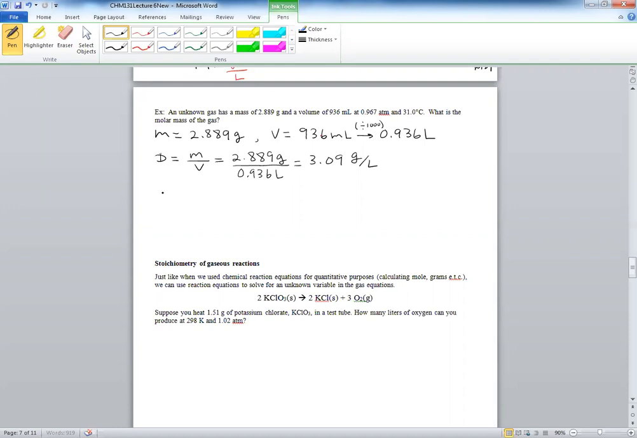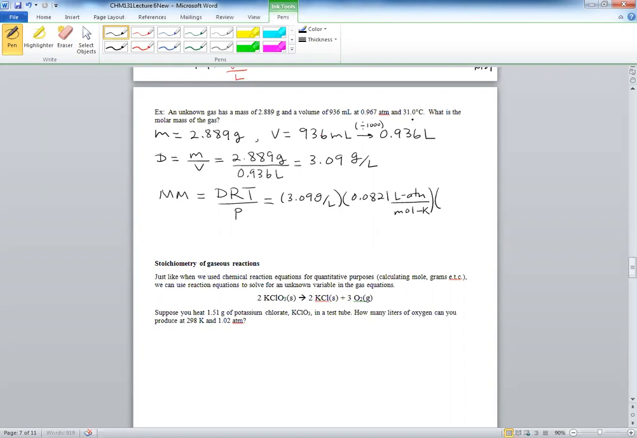Now all I have to do is solve for the molar mass. And the equation goes like this, dRT over P. So the density is given already. It's 3.09 grams per liter. We know what R is. R is a constant. It's always given. You just have to look it up. It would be 0.0821 liters ATM per mole K.